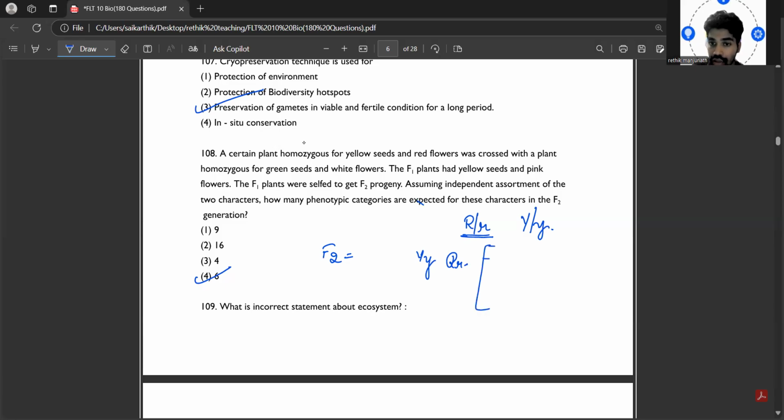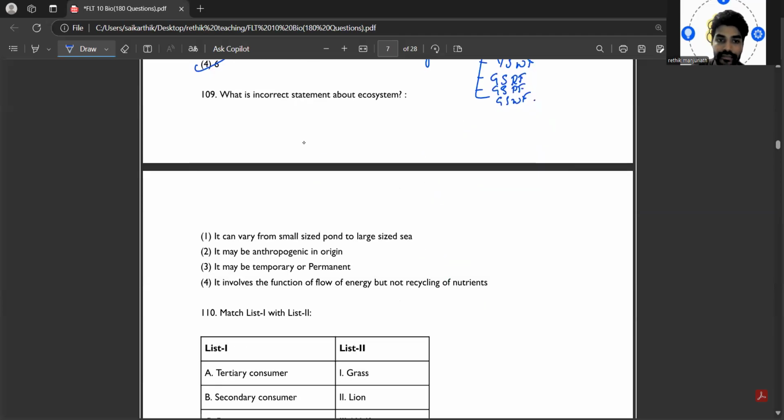That means one, two, three, four, five, and six. One is yellow seed, red flower; yellow seed, pink flower; then yellow seed, white flower; then green seed, red flower; then again green seed, pink flower; and the last, green seed, white flower. So totally six.